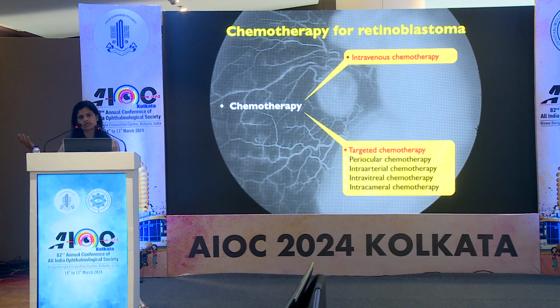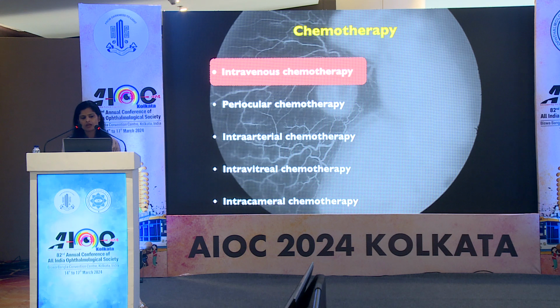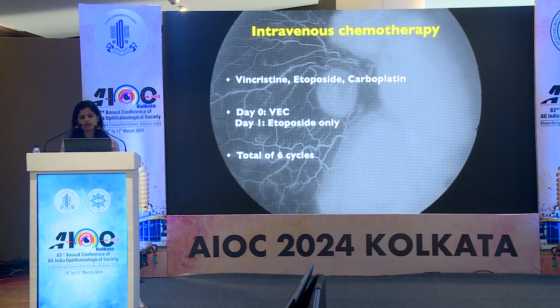Of course, it started with the intraarterial and the subtenons, but now we have progressed so that we are also giving chemotherapy into the vitreous cavity. We are giving chemotherapy into the anterior chamber. So essentially, we are giving targeted chemotherapy to every possible cavity of the eye. Now let's start with the most common form of chemotherapy, that is the intravenous chemotherapy.